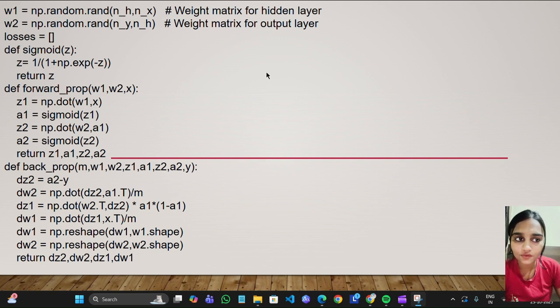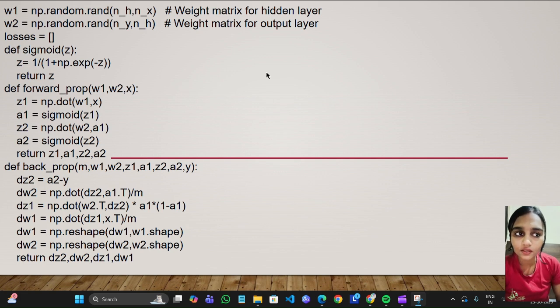The sigmoid activation function is defined next. It takes any value and maps it between 0 and 1, helping the model learn non-linear relationships. Then we define the forward propagation function. In this step, we calculate Z1 equal to W1 times X, which gives the input to the hidden layer. Then we apply the sigmoid activation to get A1, which is the output of the hidden layer. Next, we calculate Z2 equal to W2 times A1 and again apply sigmoid to get A2, which is the final predicted output.